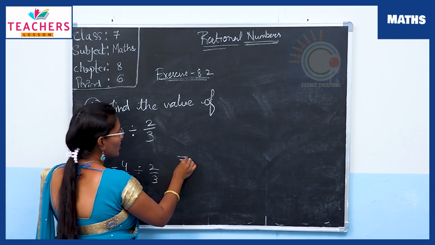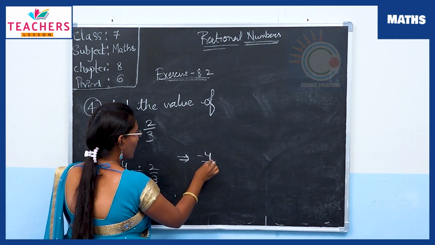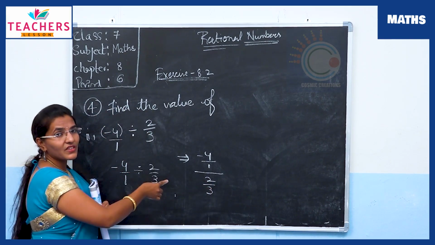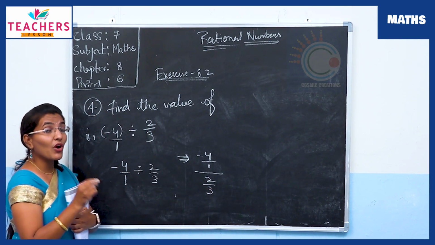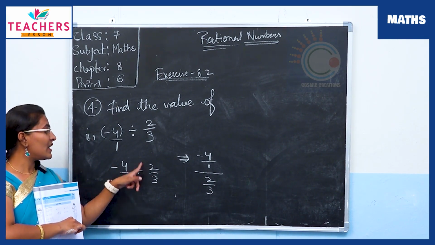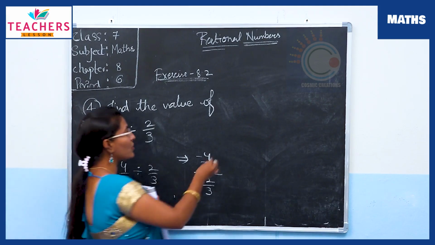Generally, how will you do it, children? Minus 4 by 1 by 2 by 3, right? So this is a very complicated process. So what do you have to do? We have to use the multiplicative inverse here. That is how you will do it.